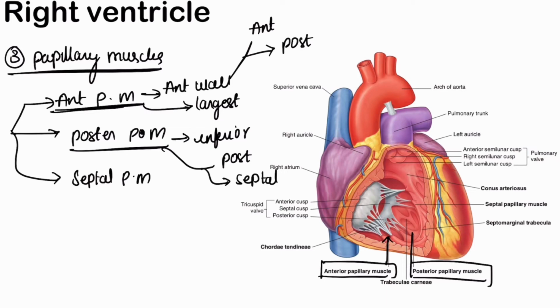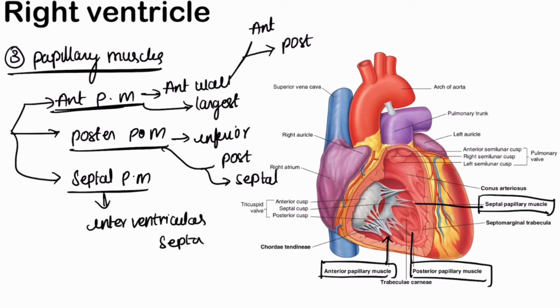Now let us look at the septal papillary muscle. This is the septal papillary muscle here. It is present in the interventricular septum. This is attached to the chorda tendineae of anterior and septal cusps. All these structures help to prevent the backflow of the blood.